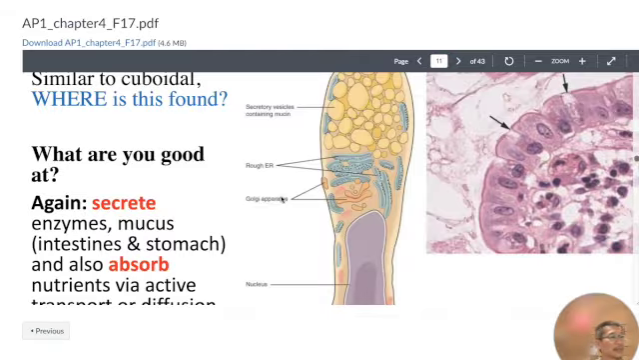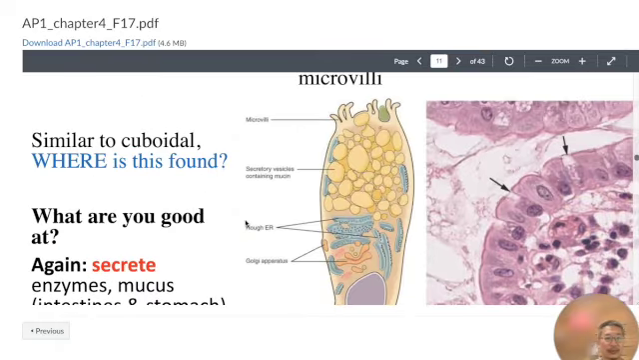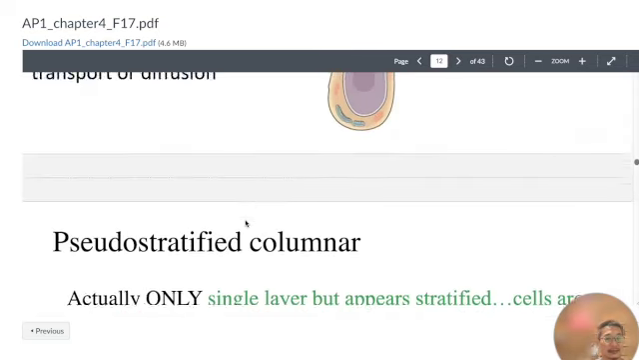Lining of the digestive system, female reproductive tract, like the fallopian tube has them. Whenever the female releases an egg, it will use the cilia, the little hair, and push the egg across to the uterus.